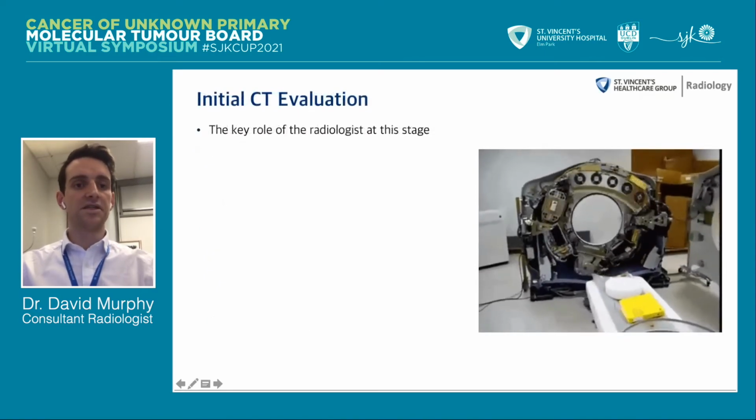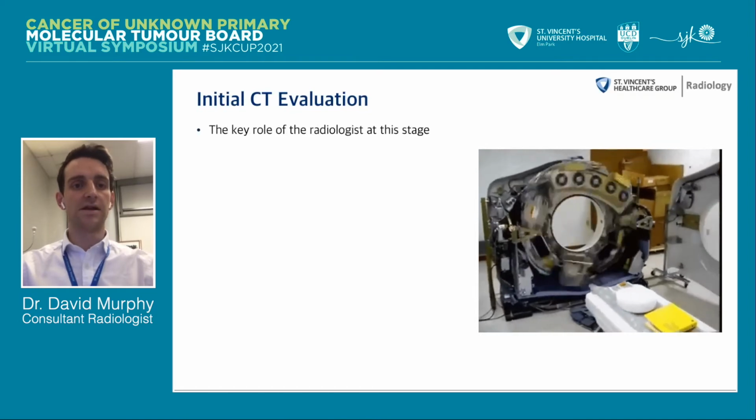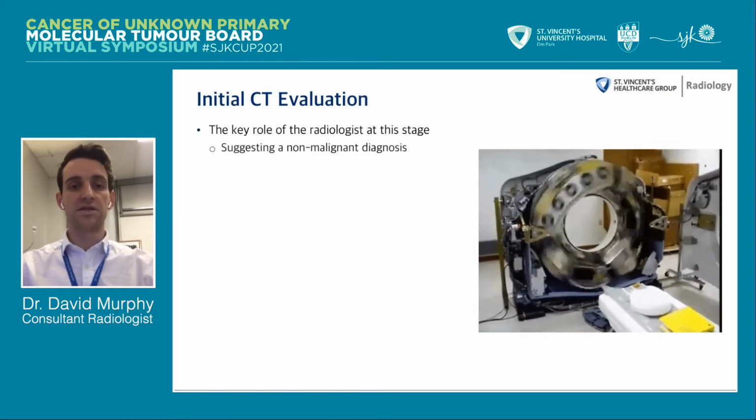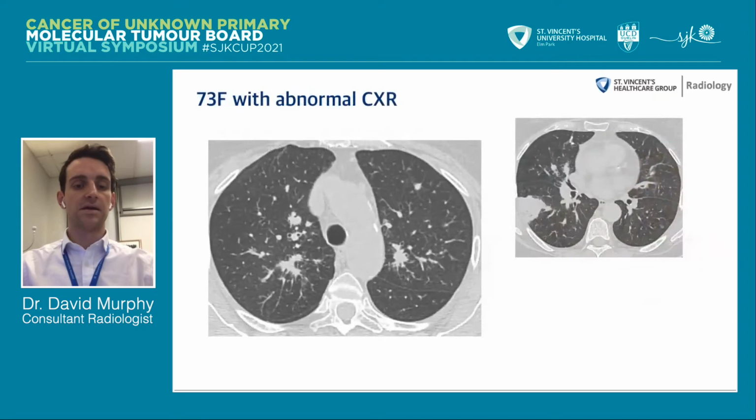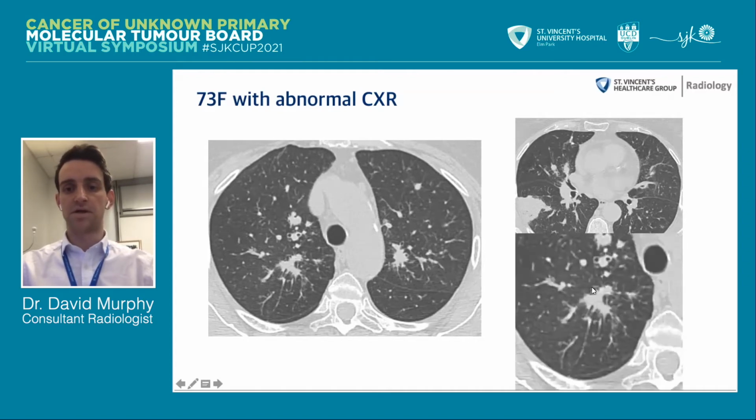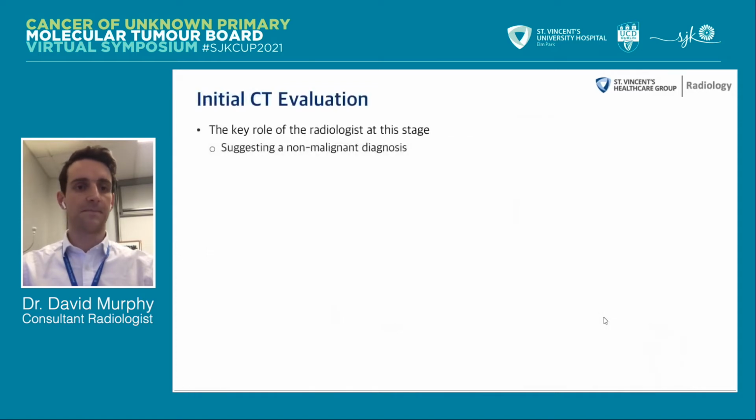At the initial CT evaluation, one of the key roles of the radiologist at this stage is to suggest a non-malignant diagnosis. This is a patient who was referred with an abnormal chest radiograph showing multiple bilateral pulmonary nodules. You can see on the CT that she has a large subpleural mass in the right lower lobe and multiple bilateral upper lobe peribronchovascular nodules. When you look closely at the one in the posterior segment of the right upper lobe, this actually has a very characteristic galaxy sign appearance for sarcoid, and this was confirmed on tissue biopsy.